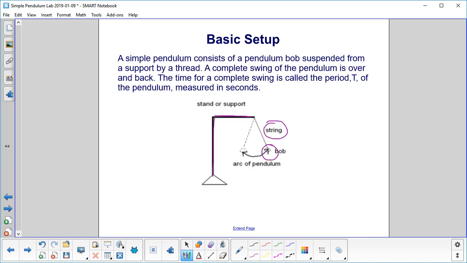A complete swing of the pendulum is over and back. So if we start the pendulum at this point, it swings over here, comes on back, that time there is 1 period, and we want to measure that in seconds.